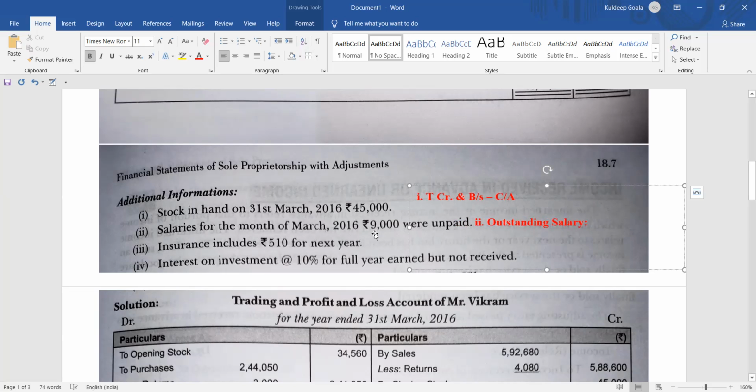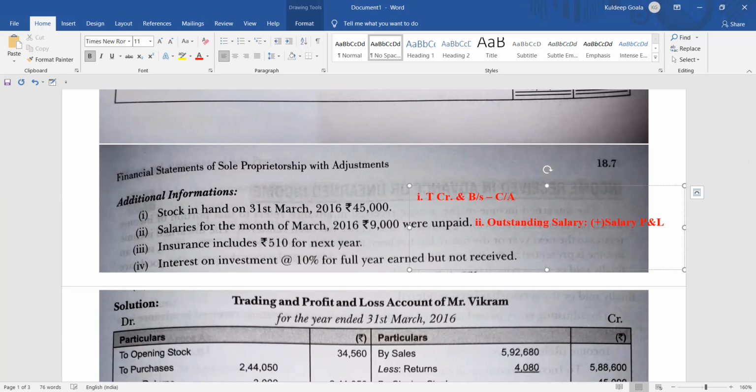This salary of 9,000 which was unpaid, since it relates to the current year only, is an expense of this year. इस साल का पैसा बाकी है. So once this money will be added to the salary in the profit and loss account. ठीक है, एक बार इसको सैलरी के साथ ऐड कर देना है, राइट.